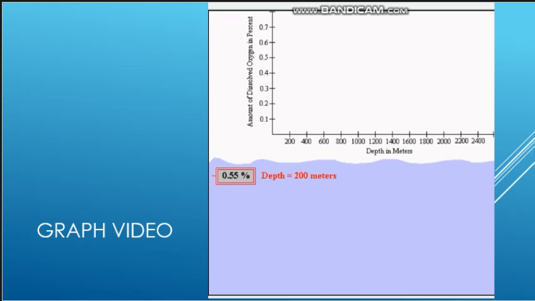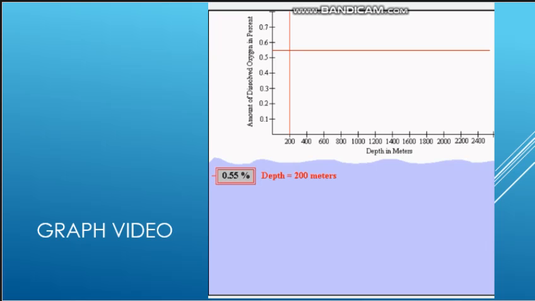Now, how do we represent that on the graph? Well, first I'm at a depth of 200 meters. So let's look on the x-axis. Remember, the x-axis denotes depth. And let's find 200 meters. Think about what that means. That's the distance to the right on the graph that represents 200 meters. So any point that's that far to the right on the graph represents a depth of 200 meters. At that depth, the oxometer tells us that the amount of dissolved oxygen is 0.55%. So let's find 0.55% on the y-axis, which represents the amount of dissolved oxygen.